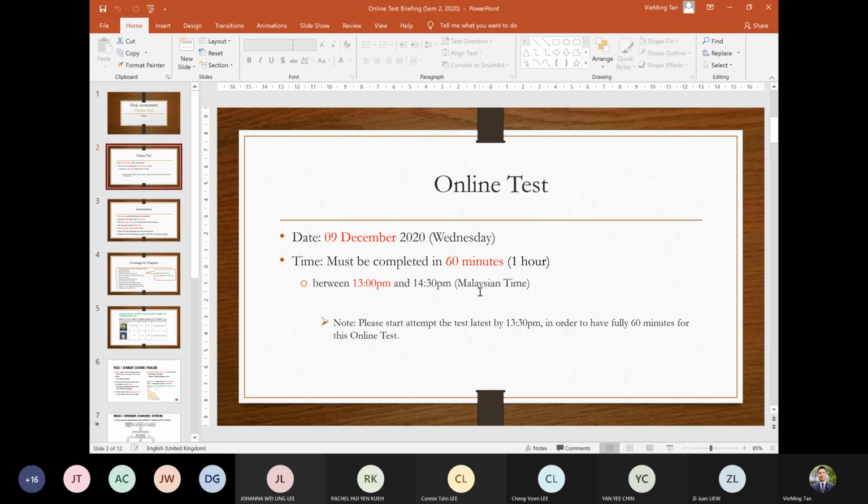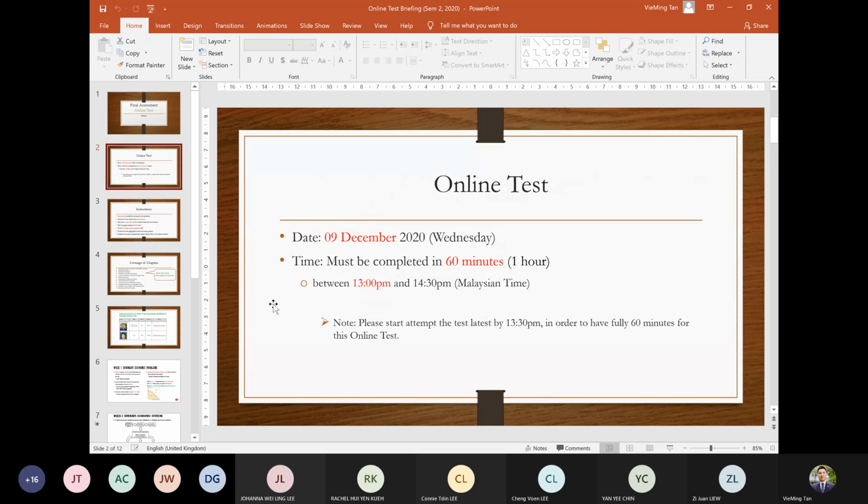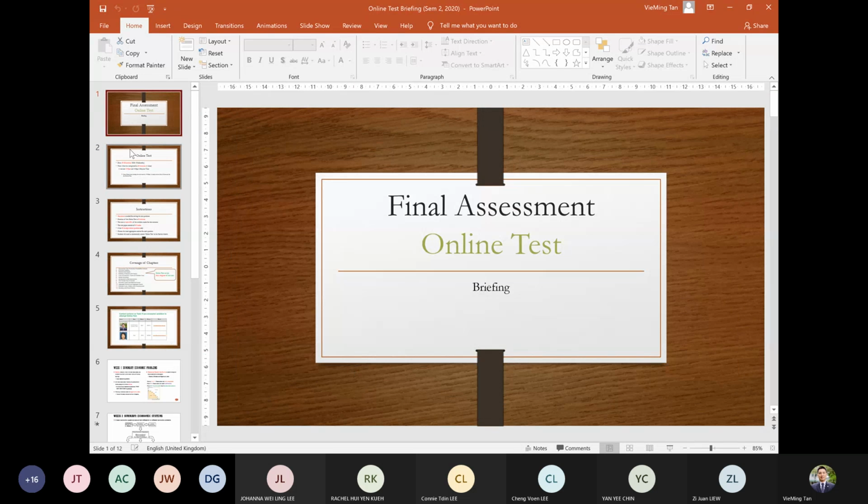Because of the time zone difference, I requested the exam unit to schedule the online test in the afternoon, so that students who are from Dubai or from Bangladesh may attempt the test during a convenient time. Any questions regarding the time and schedule of the online test? Before the actual online test, I'm going to send another message to remind all of you on this assessment. I'll remind you one more time.